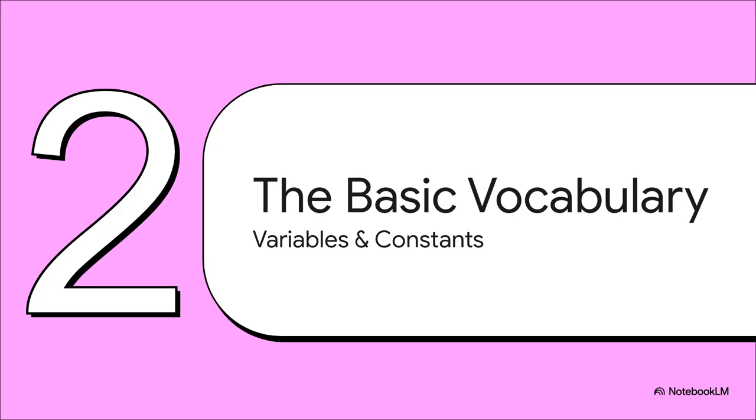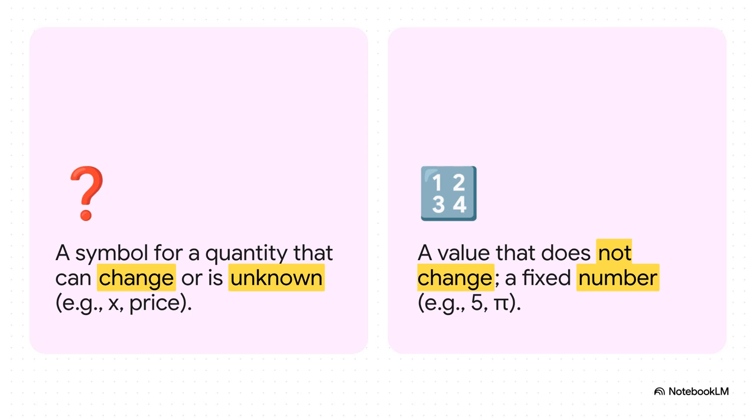And just like learning any new language, you've got to start with the basic vocabulary, right? So in algebra, our first two words are variables and constants. Let's break down what those actually mean. Okay, so the main thing to get here is how they're different. A constant is, well, it's constant. It's a fixed number, like 5 or pi.